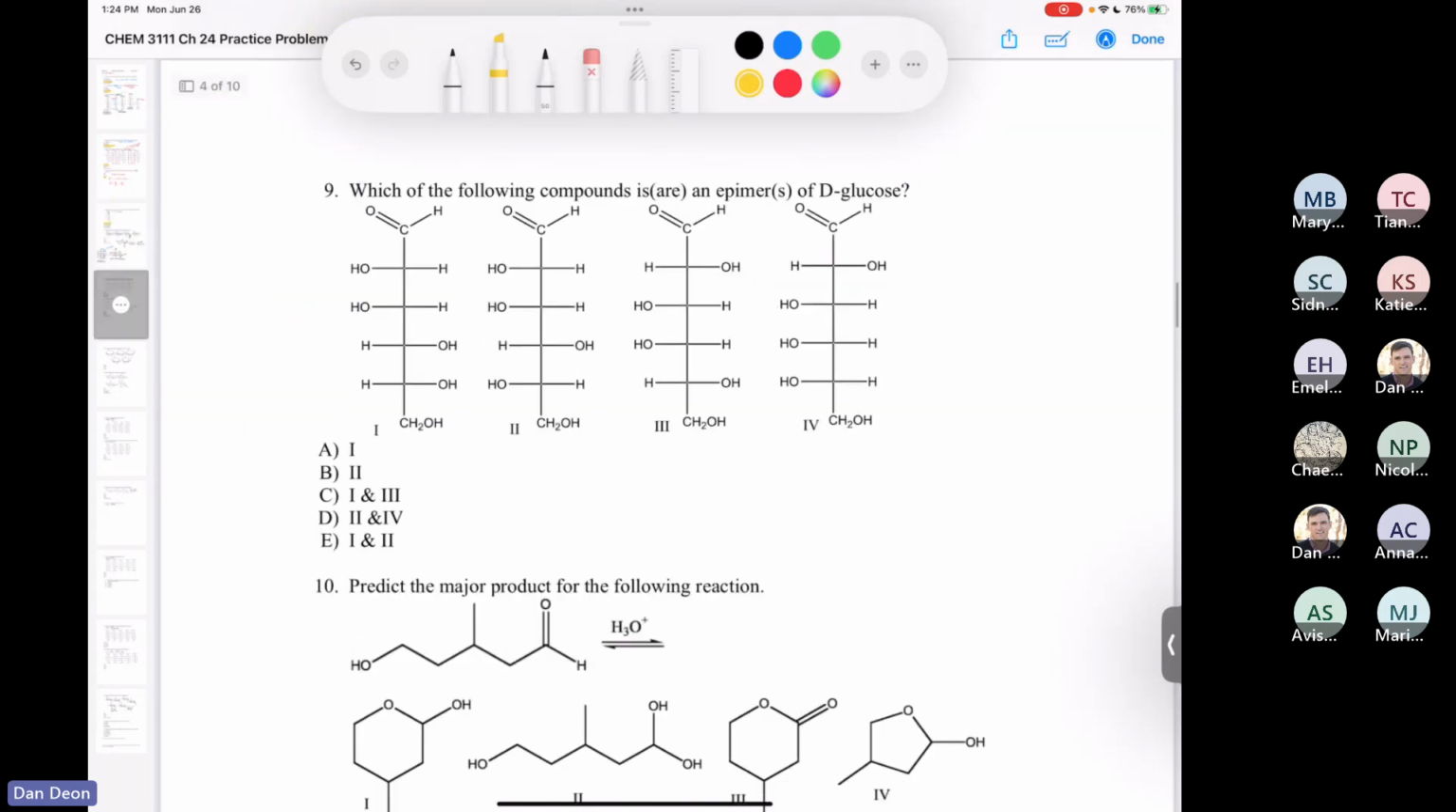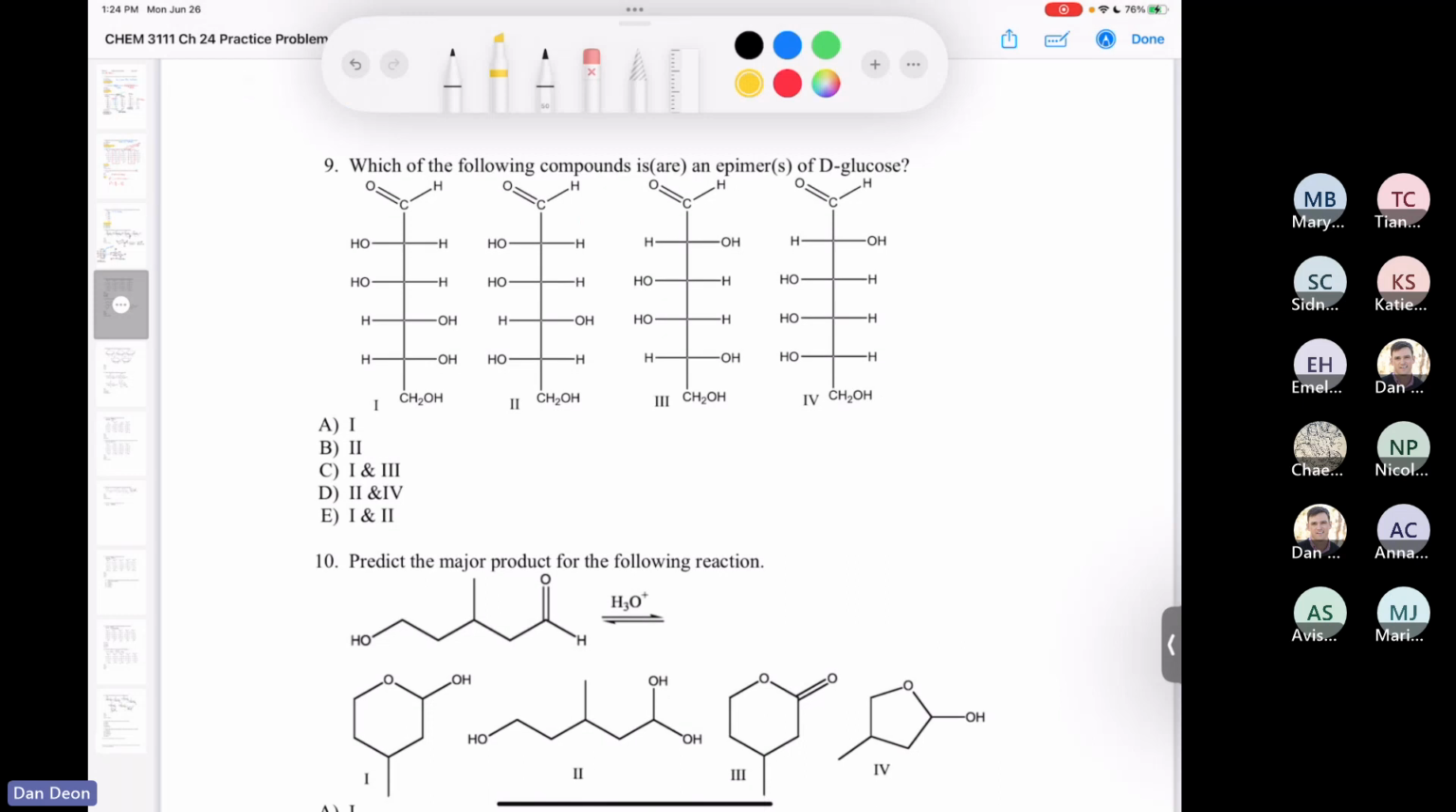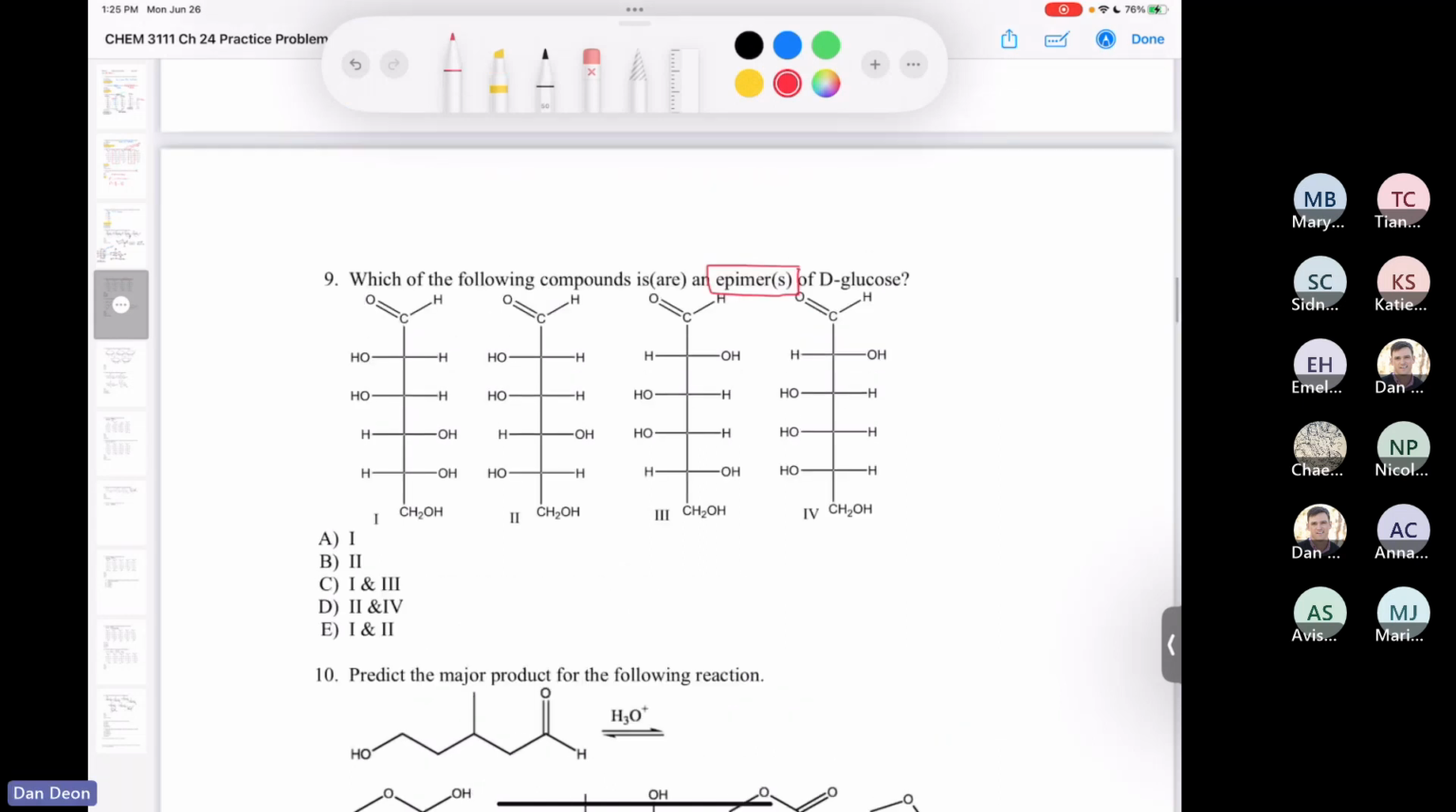All right, let's go on here. Number 9. Which of the following compounds is an epimer of D-glucose? So if you remember, epimer is a new type of stereoisomer. So we'll put here epimer, stereoisomer that differs at 1 chiral center. So only 1 chiral center difference, and it's a type of diastereomer, but we call it an epimer.